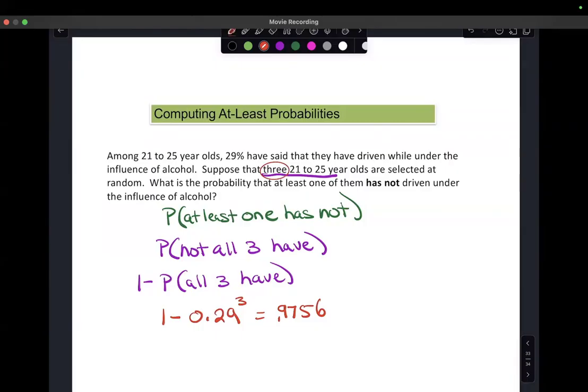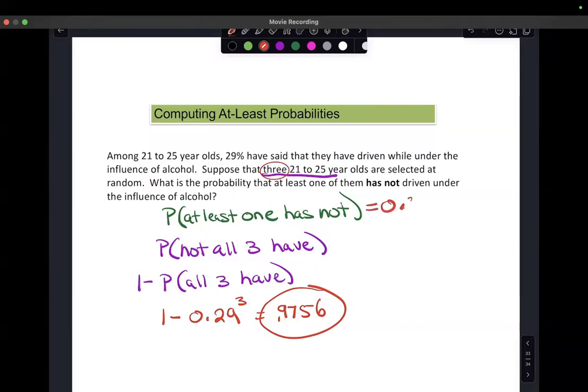Right, before I go to a homework problem, any questions here? Because I think that we need to do at least one more of the at least. Okay, so that 0.9756, what is the final answer? This means this is the probability that at least one of those three people has not driven under the influence of alcohol. Oh, okay. So that's the answer.